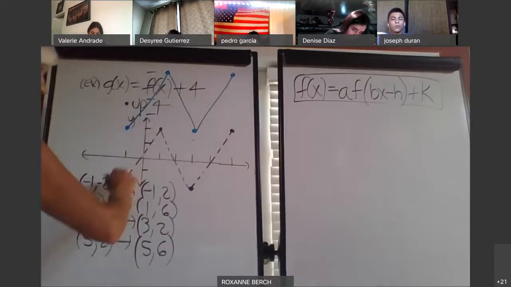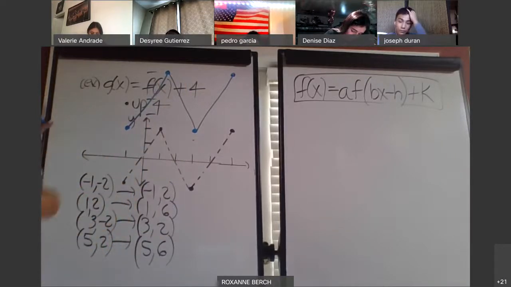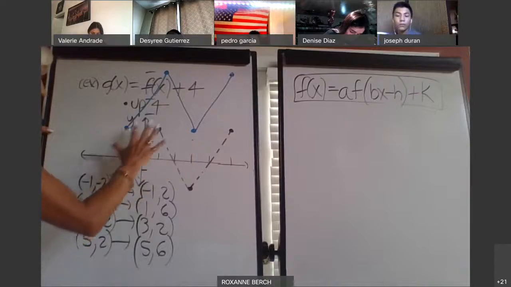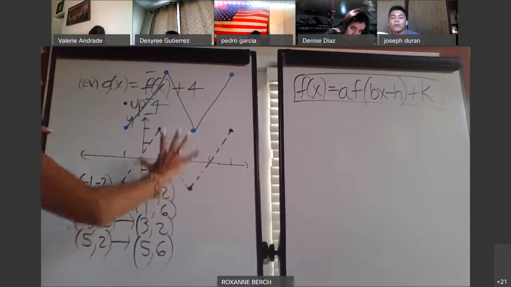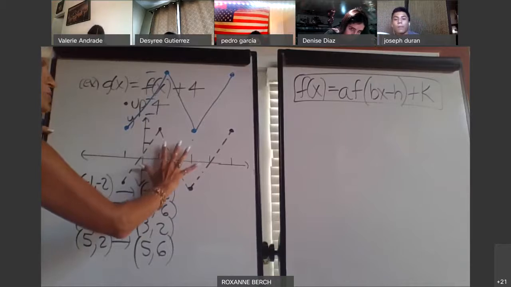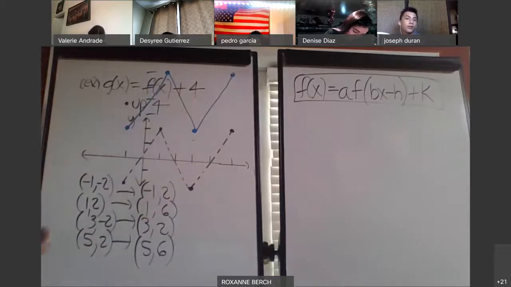So I took some of these points. Obviously, this graph has infinite points, but I just took some easy points and I just used them to show the translation up 4.